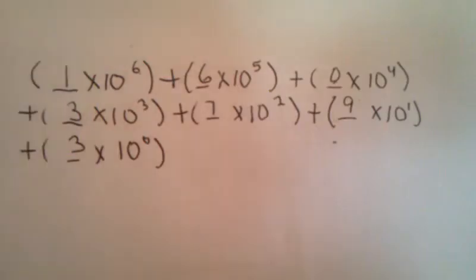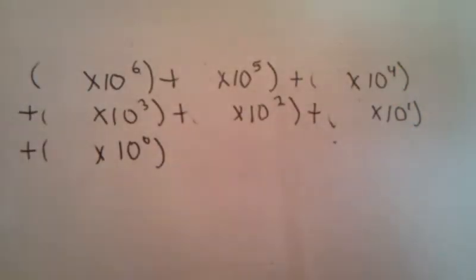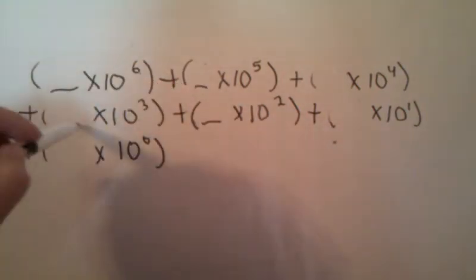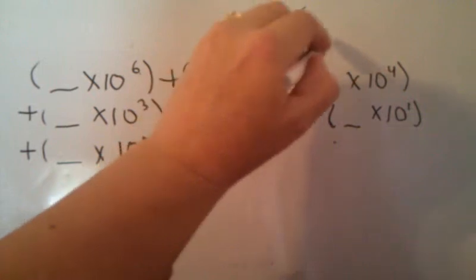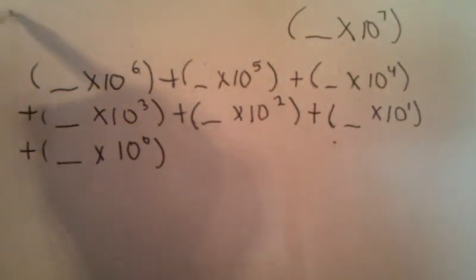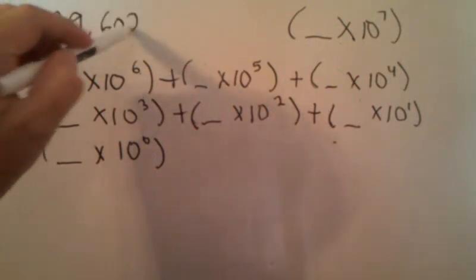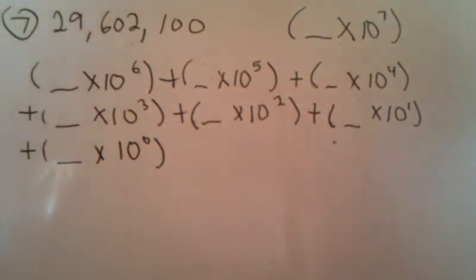Let's try another one. Okay. This one is actually going to start with 10 to the 7th power. The number it gives me is 29,602,100. Okay, I want you to stop the tape and put that in expanded notation.